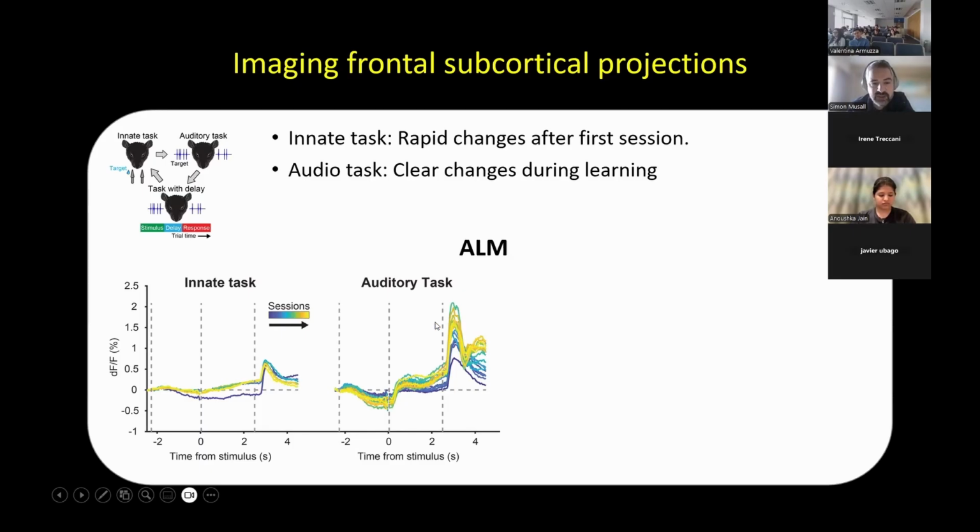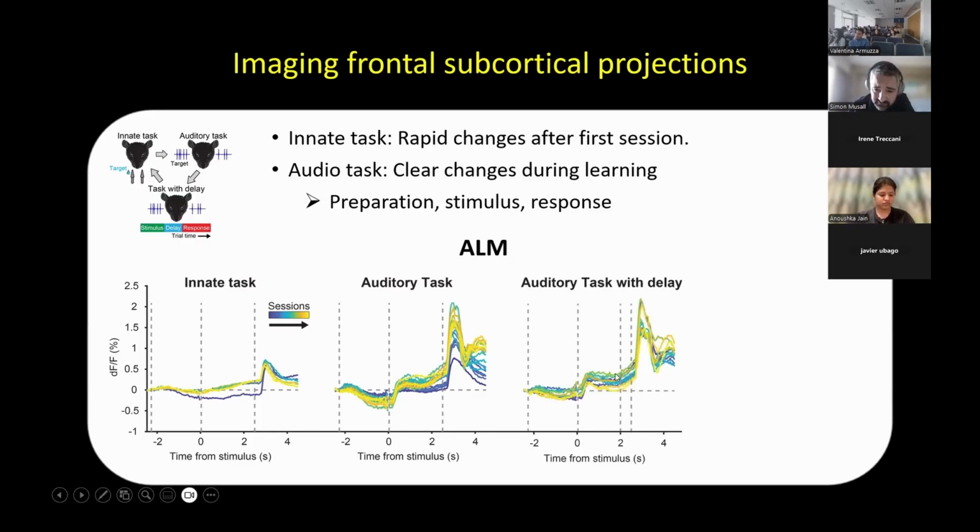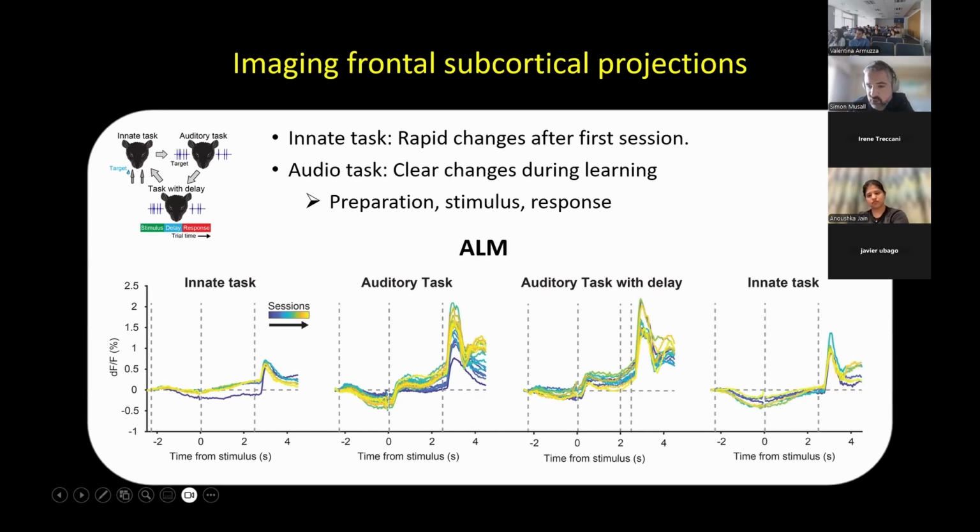So in that case, we see these very pronounced differences that are a signature of the animal learning this auditory task. However, once it did learn this task, we can then start presenting the delay. And as we start presenting the delay, there are still additional fluctuations in how this looks from session to session. And then in the end, we can return back to the innate task that we did before and basically ask whether this learning experience has a strong impact on the neural dynamics.